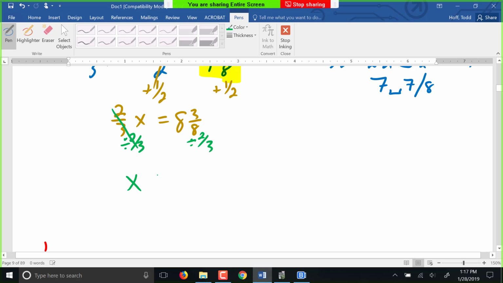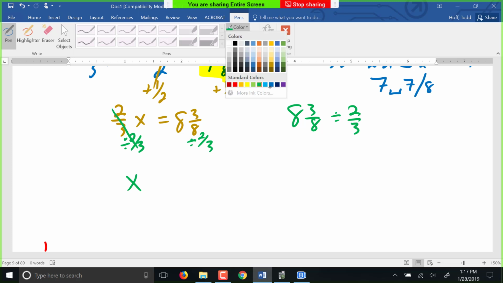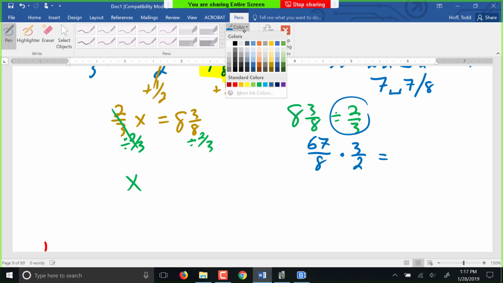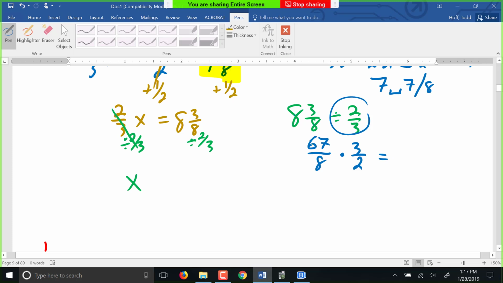But when we divide by 2/3, we multiply by the reciprocal. 8 3/8 divided by 2/3. Instead of dividing by 2/3, we're going to multiply by the reciprocal, which is 3 over 2. And we're going to change this into an improper fraction. 8 times 8 is 64, plus 3 is 67 over 8. 67 times 3 is 201. 8 times 2 is 16.